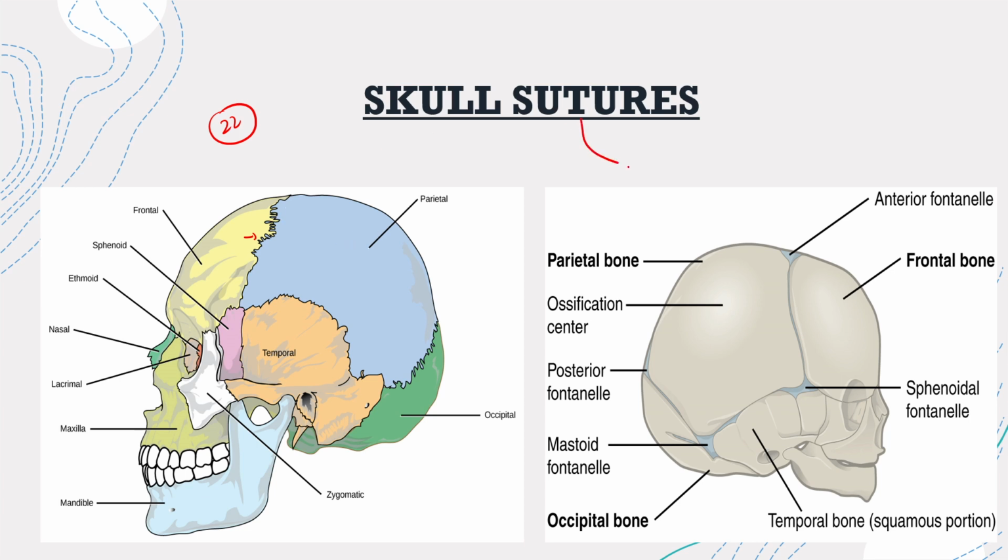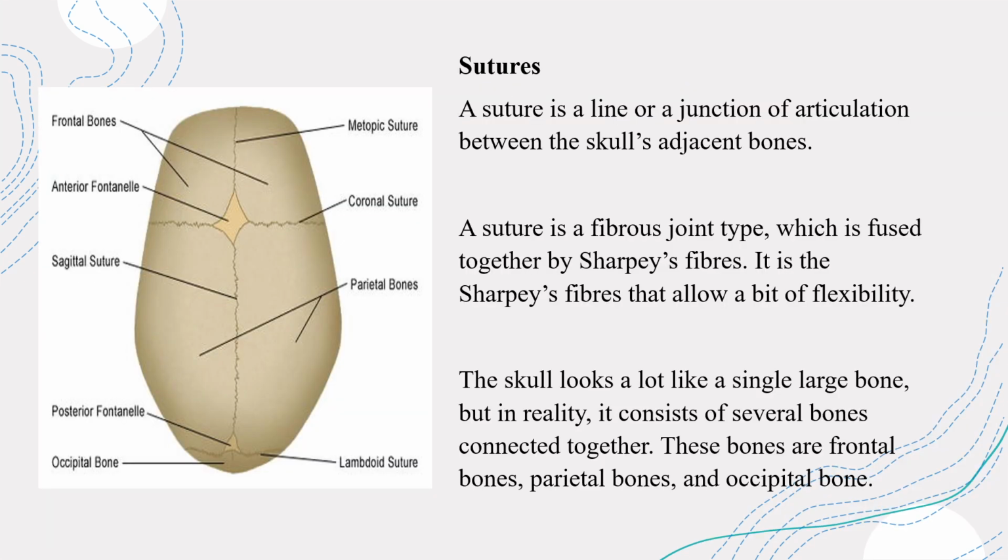Here you can see, this is the suture. So here you can see the boundaries where the two bones are joining together. These boundaries are nothing but sutures. Okay, so let's see more information about sutures. What are these, and what are the different types of sutures we have in our skull? Let's see the definition of sutures.